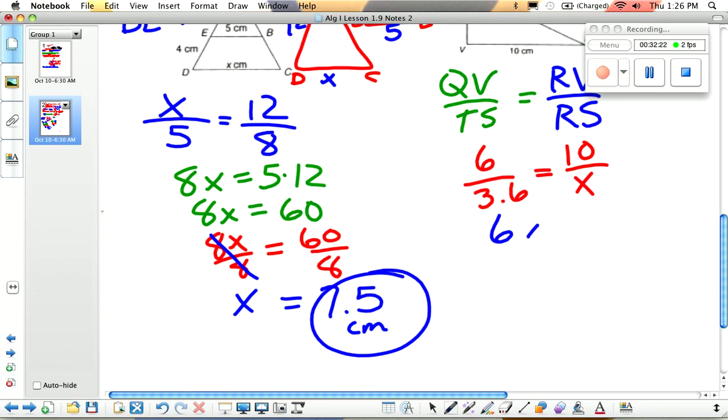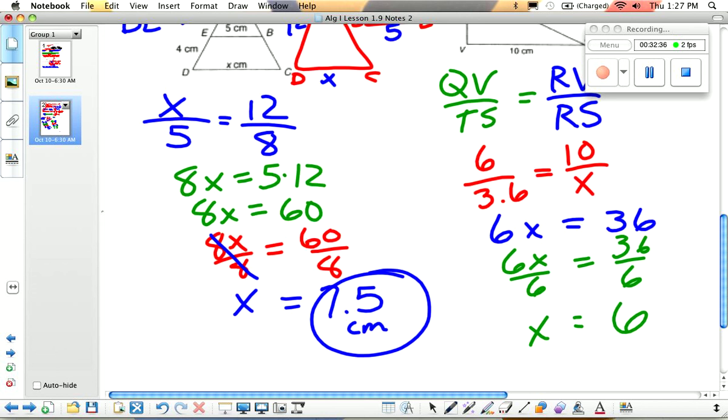6x, 3.6 times 10. What's that? 36. Thank you. 6x divided by 6 is x, and 36 divided by 6 is 6. Our answer is 6 centimeters. Okay. Just a little bit more practice on making sure we set up good relationships, okay? Any questions?